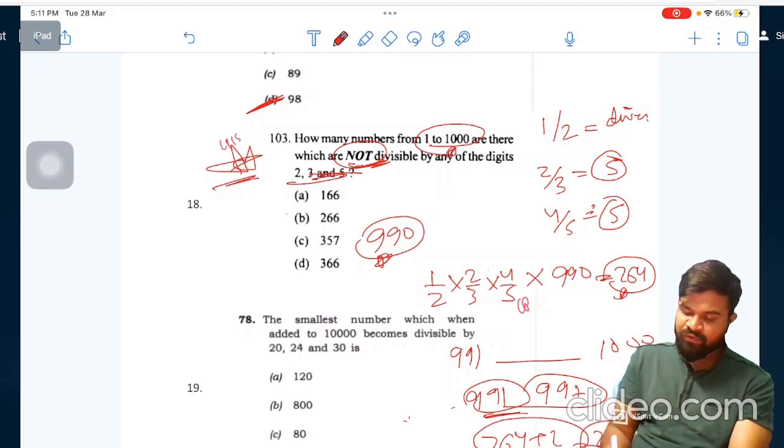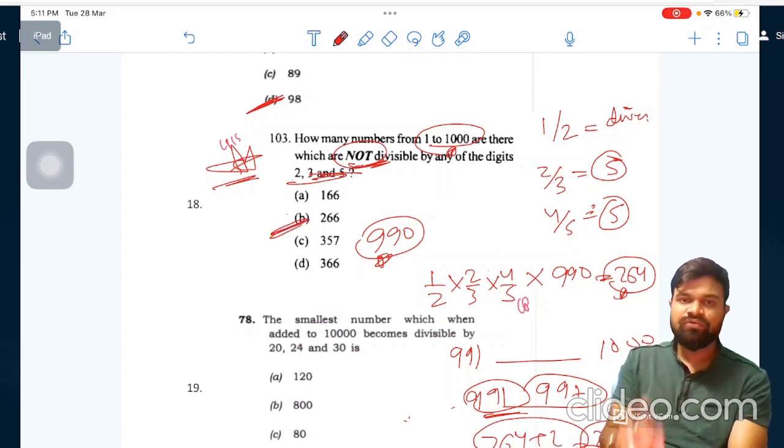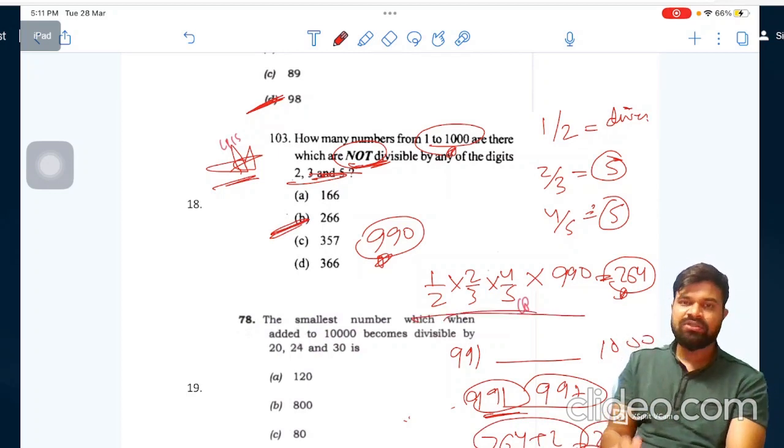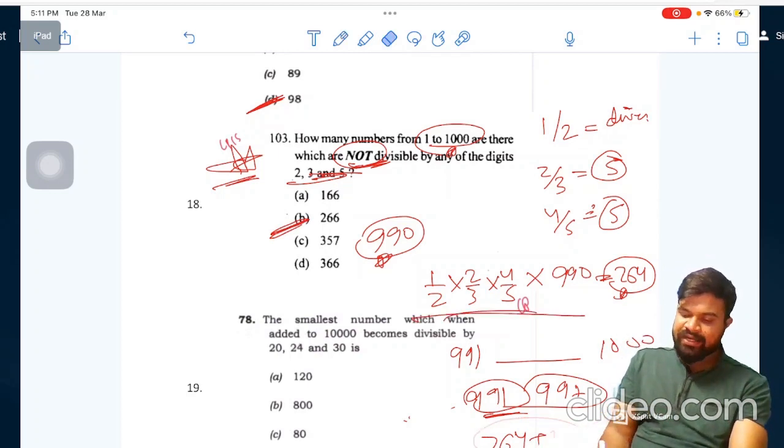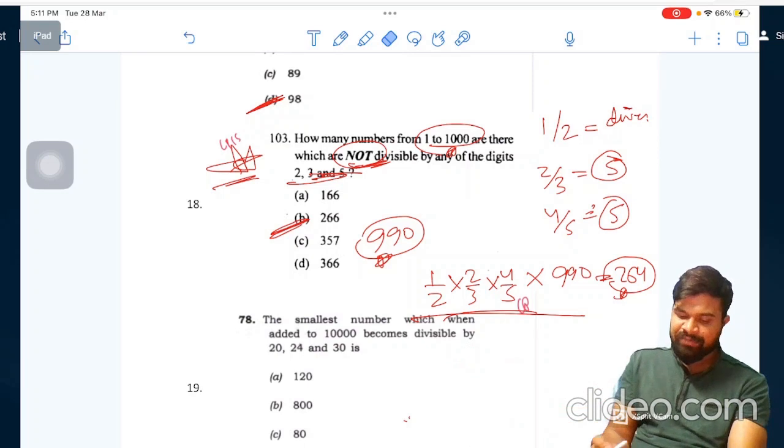Why I am focusing on this question so much is that at least you remember the answer, or at least you remember the possible method, because this question may appear in UPSC CSAT.